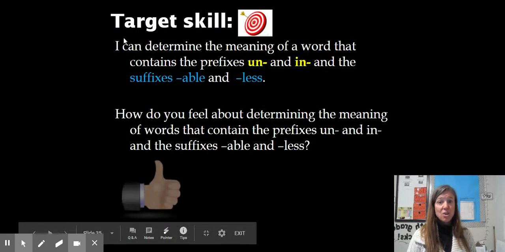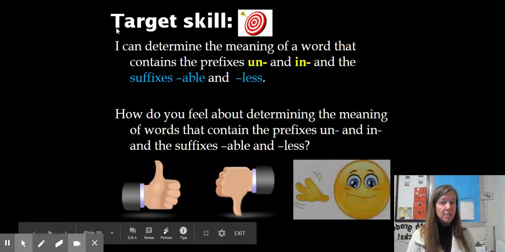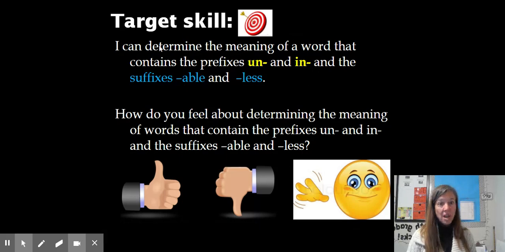All right, so your target skill is going to be able to determine the meaning of a word that contains the prefix un or in at the beginning of a word and the suffixes able and less at the end of a word. So we're going to go into a packet and practice those meanings of words.